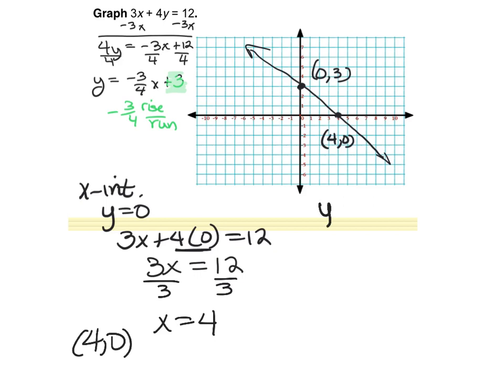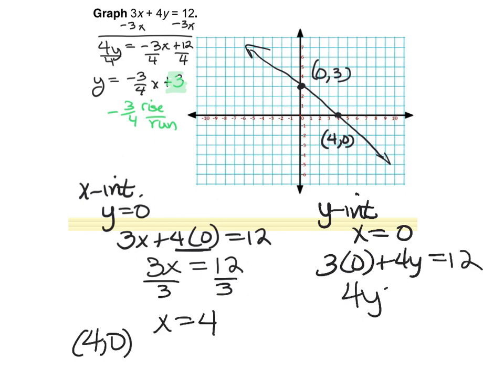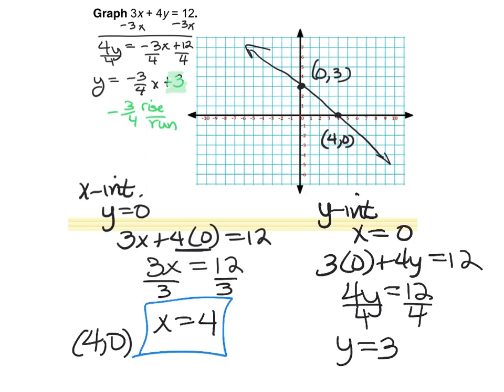To find the y-intercept, set x equal to 0. So 3 times 0 plus 4y equals 12. 4y equals 12. Divide by 4, and y equals 3. And again, I already graphed that. So if you were graphing using intercepts, you would put a point on 4, a point on y equals 3, once you make those two dots, you connect them, and then that graphs your line.